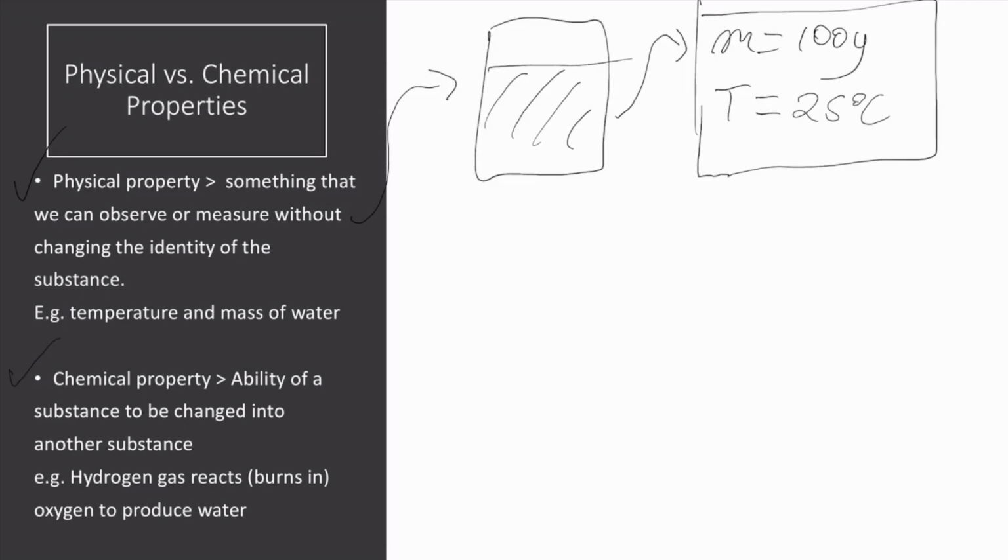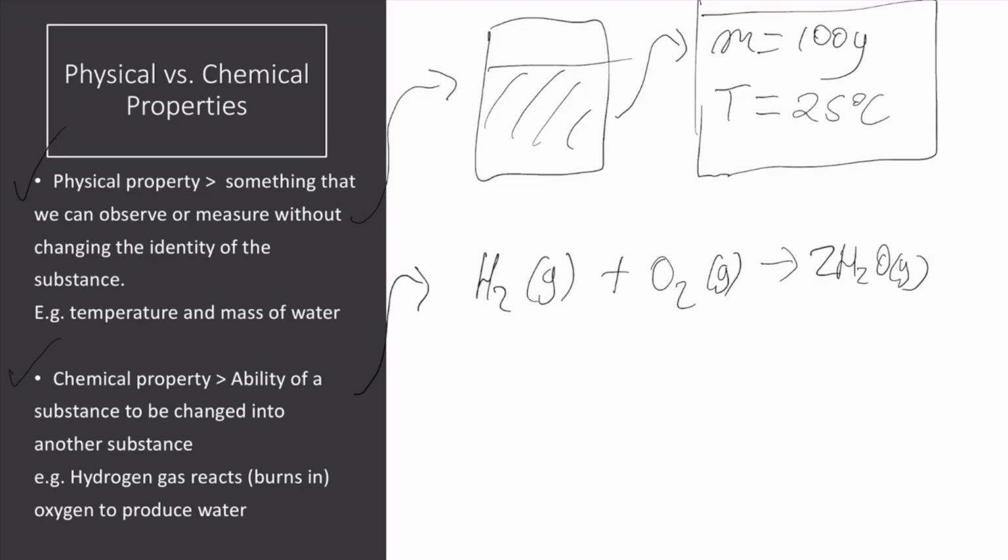The second one is chemical property, which is the ability of a substance to be changed into another substance. As an example, I can say that I have hydrogen gas reacting with oxygen gas to form water in the form of gas. This is actually a quite reactive reaction that releases a lot of energy.